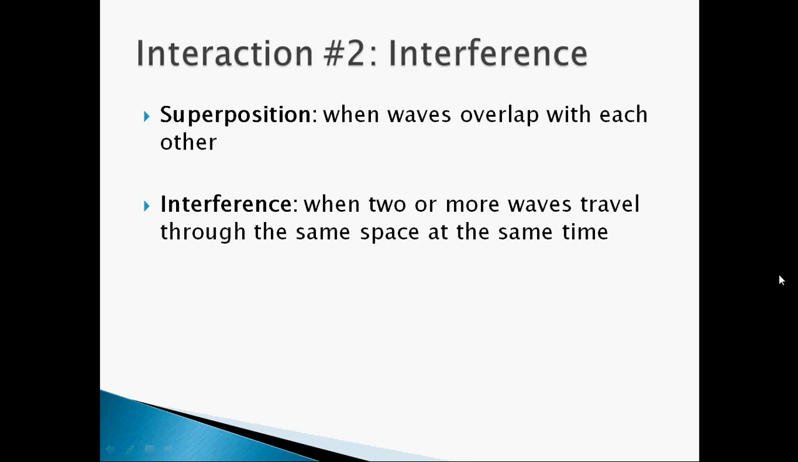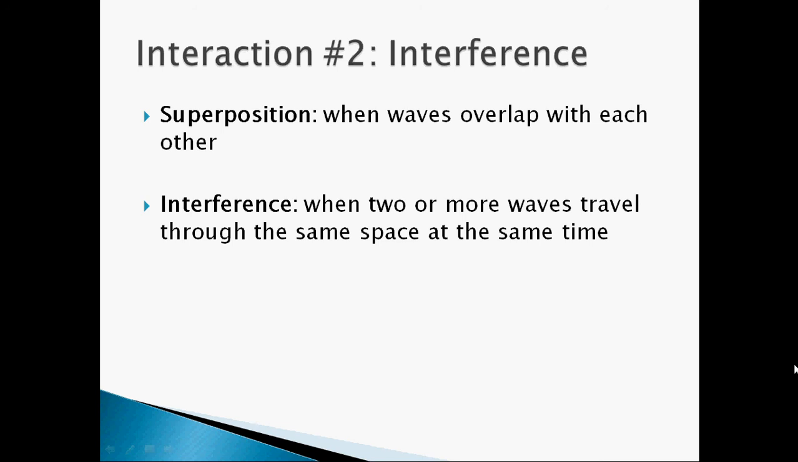Second interesting interaction is interference. Now, to understand interference, I'm going to throw out 2 terms for you. First, superposition is this idea that waves can overlap with each other and occupy the same space at the same time. So like when we've got 2 waves in the same place, we can just kind of add them together. And that's totally allowed because waves are energy, not matter, and we get to do totally different things with them.